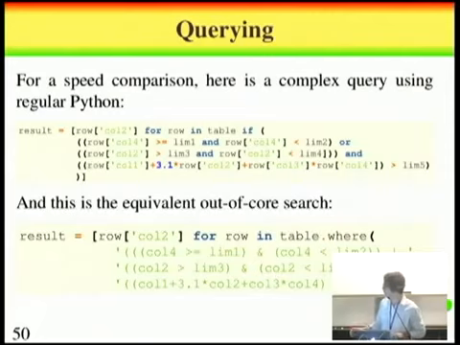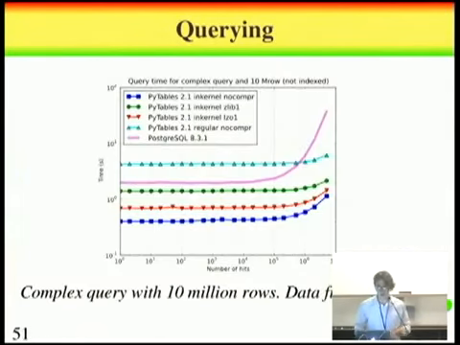The equivalent out of core search is here, right? So here we're just using where, and we have to define the string, but then we can get rid of the row indexing operations and just use the column names themselves, and that'll get evaluated. This gets evaluated by numexpr and does exactly the same thing.